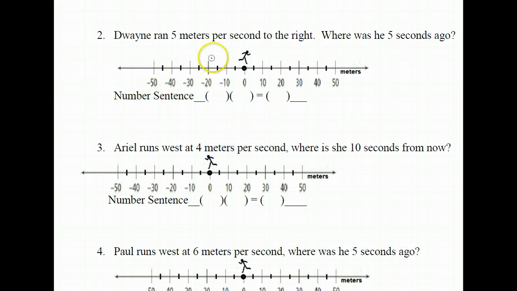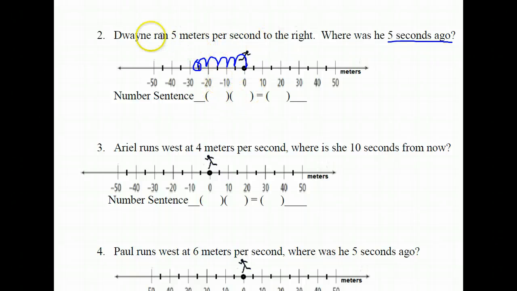Scrolling down to problem 2, Dwayne ran 5 meters per second to the right. So he's moving to his right. Where was he 5 seconds ago? So this is a little bit different. We have to look at this as if he has been running already, and now here he is. He has been, in the past, running 5 meters per second to the right. So we'd actually have to think of this as the past. If I went back to say negative 50, in 5 seconds from negative 50, he'd be at 1, 2, 3, 4, 5. He'd be at negative 25, so that can't be right. 5 seconds ago, he was at negative 25 because it's 5, 10, 15, 20, 25. That was his position 5 seconds ago.